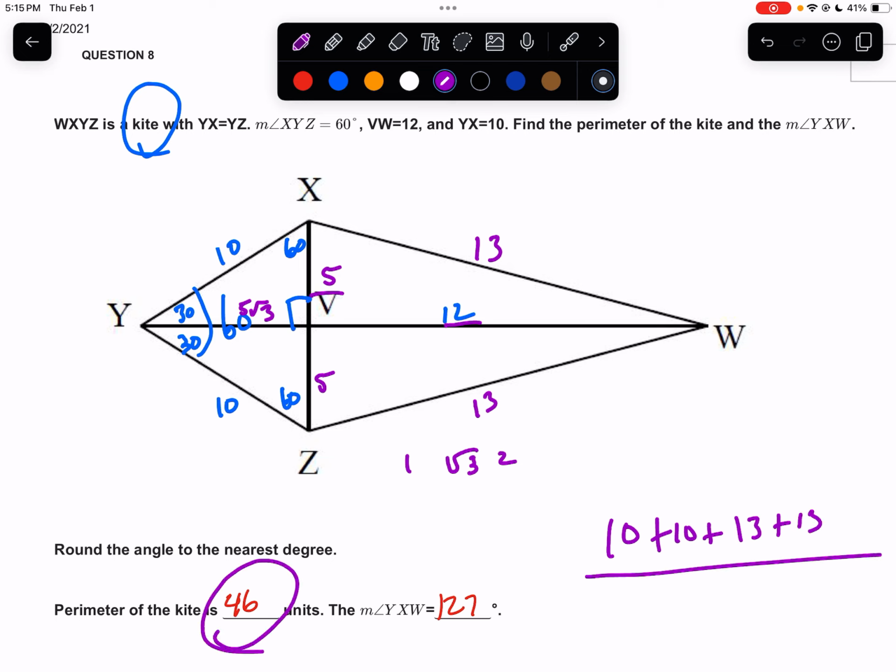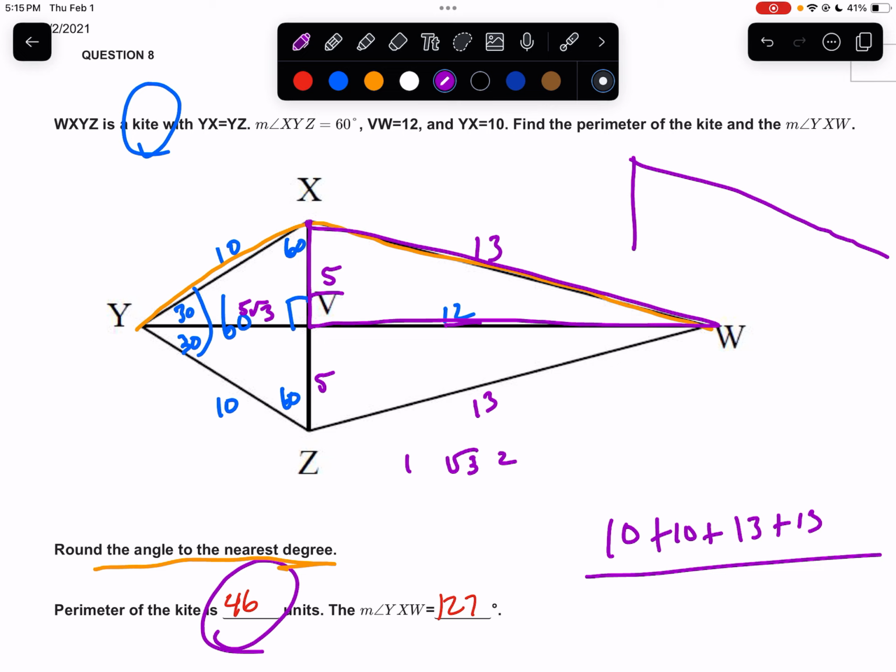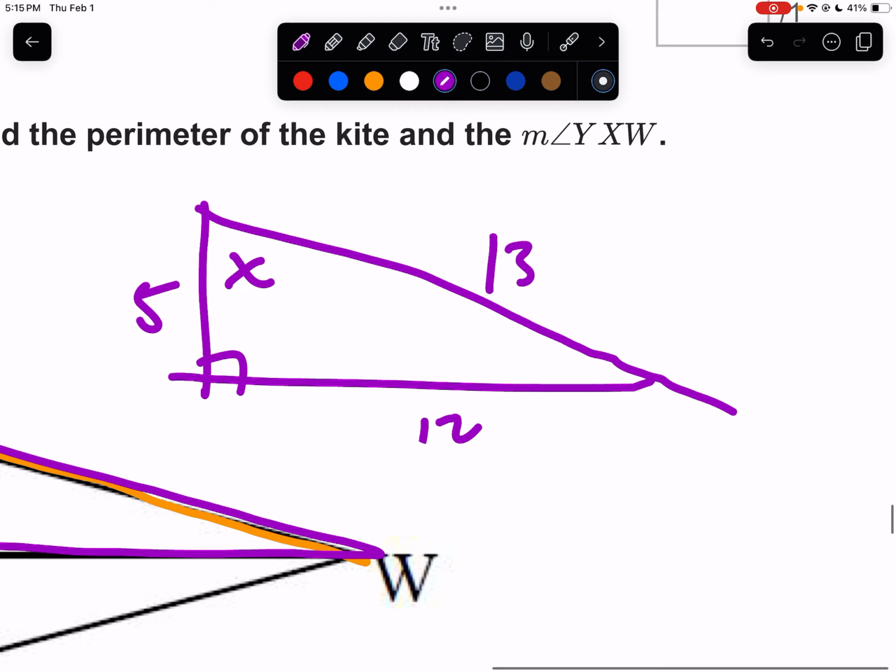How big is angle YXW? Where is that? It says round the angle to the nearest degree. So before we work on that, let's look at this small triangle right here. I'm going to take the purple triangle off to the side. We have 5, 12, and 13. I'm going to call this X. Since I know all three sides, I could use sine, cosine, or tangent. I'm going to use tangent.